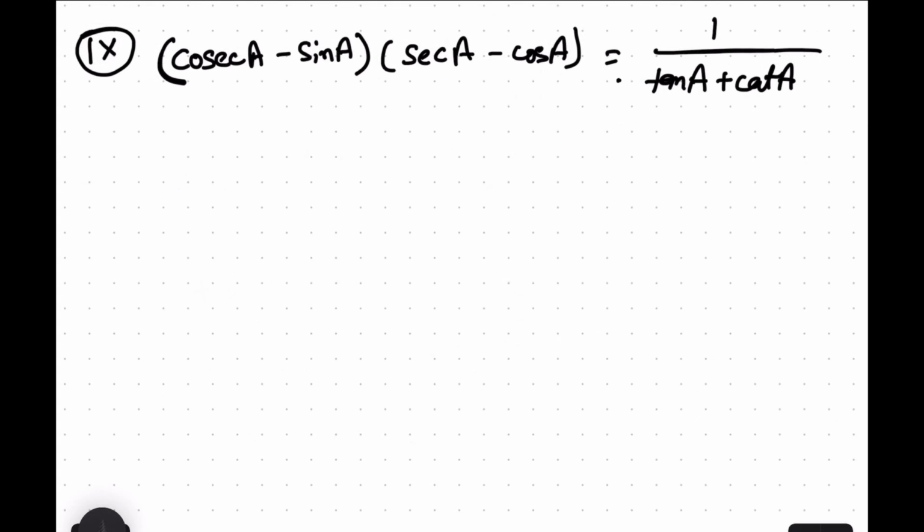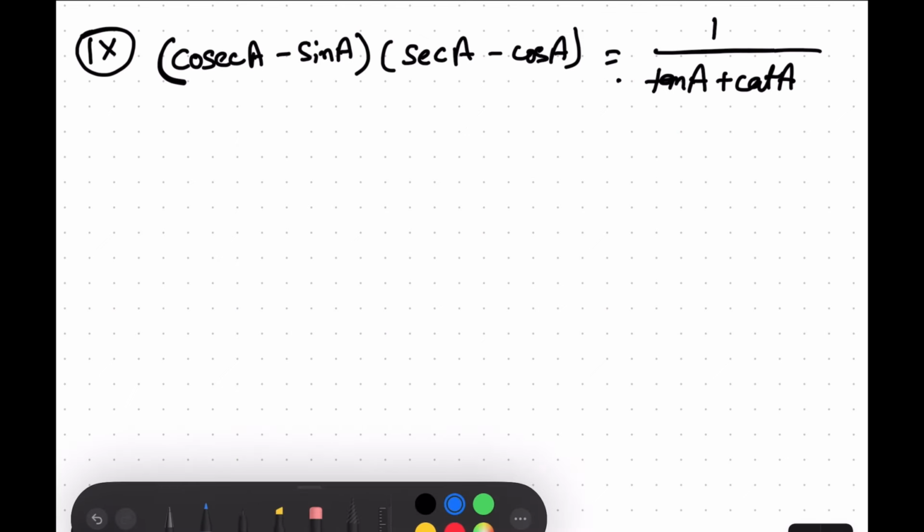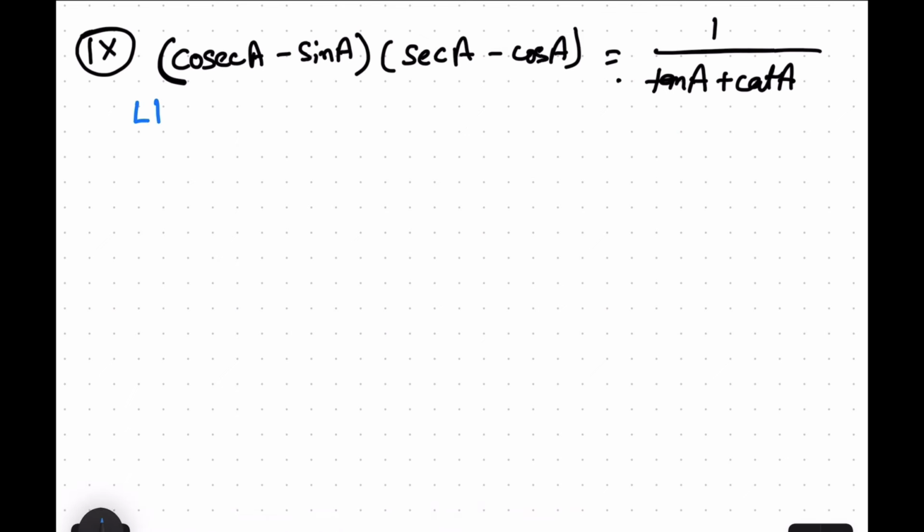This is our 9th question. In this question, you can see the situation is a little bit tricky, right? What we'll do is, we will prove it separately, right? Let's do that. So this is our LHS and this is our RHS.